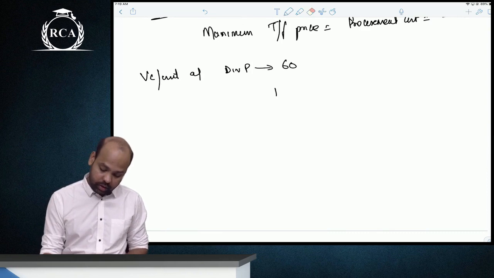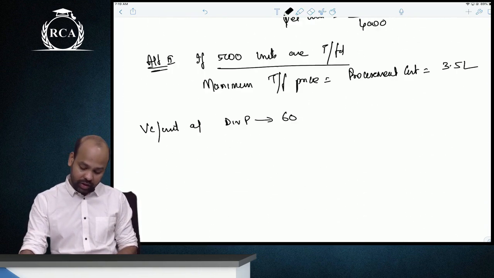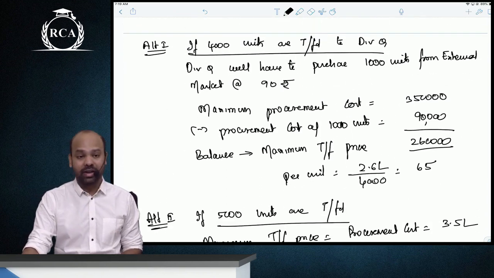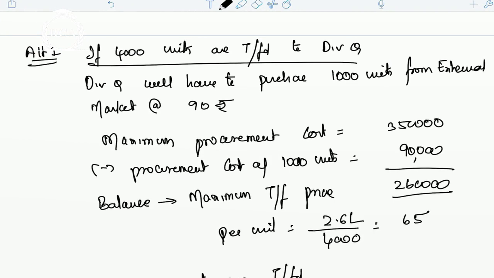So we'll compute profitability statements. Everyone write this down: alternative 1 and alternative 2, what is the maximum transfer price? We did this earlier as well. We will now compute profitability statements of division P and Q to decide what is a better alternative for these entities. Everyone copy this.